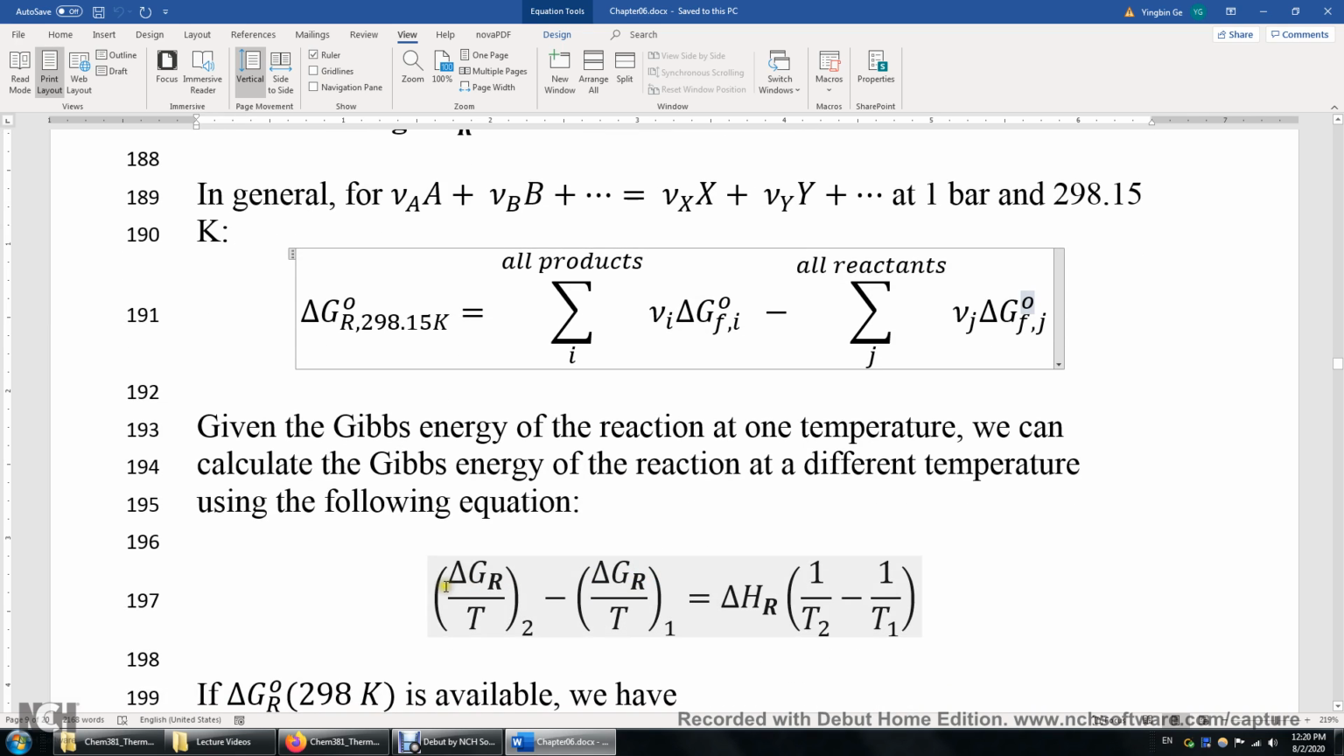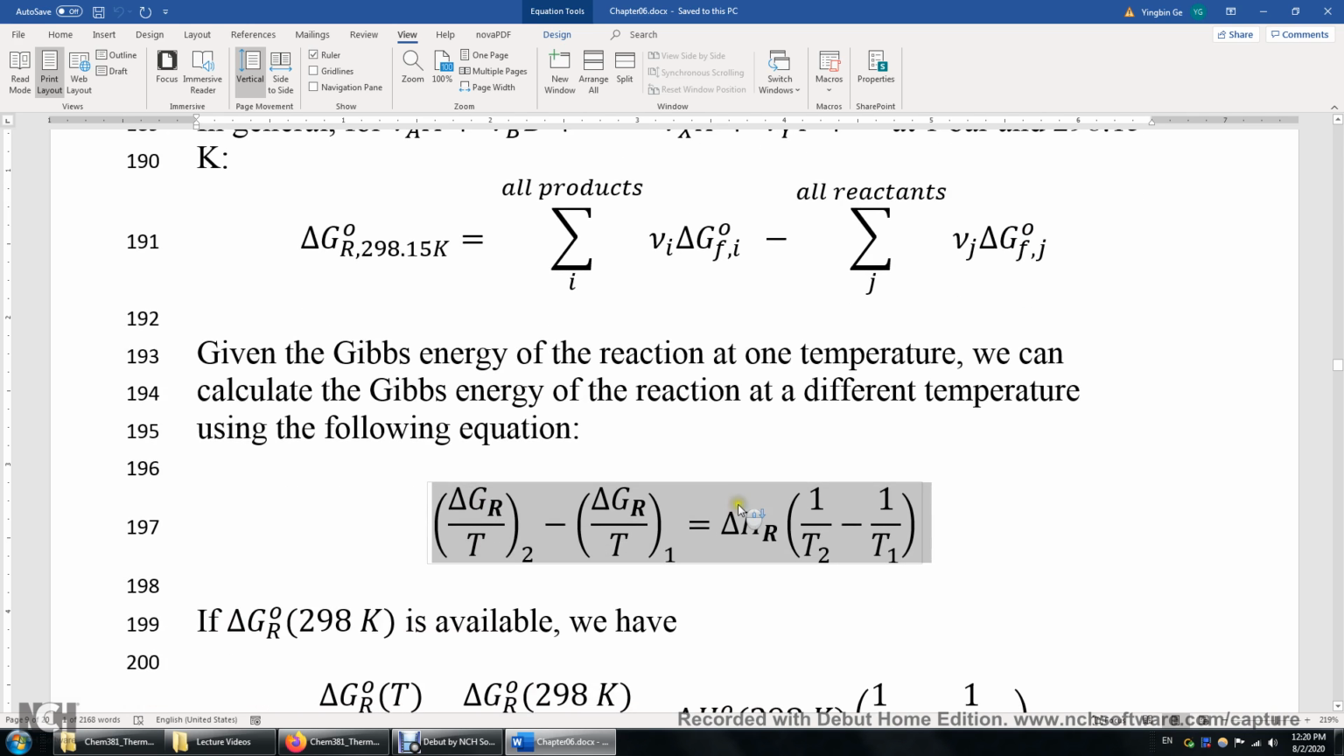Well, first we need to look at how Gibbs energy of reaction changes with temperature. We can use this equation. Assuming T1 is 298 K, this delta G of R is 298 K data. And if we know the value of the enthalpy of the reaction, we will be able to determine the Gibbs energy of reaction at temperature 2.